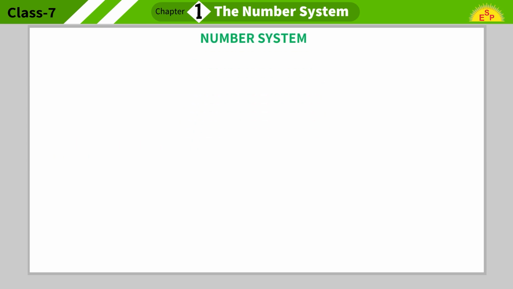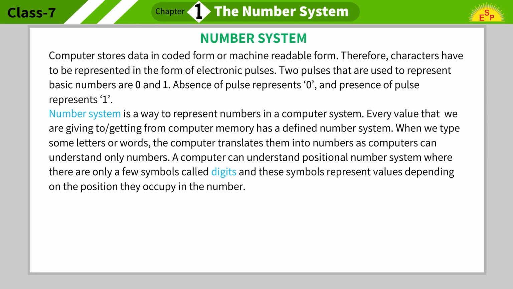Number system. A computer stores data in coded form or machine-readable form. Therefore, characters have to be represented in the form of electronic pulses. Two pulses that are used to represent basic numbers are 0 and 1. Absence of pulse represents 0 and presence of pulse represents 1.